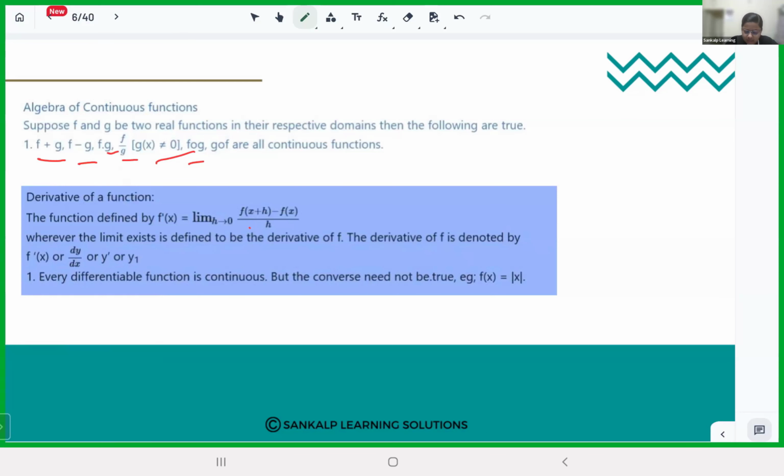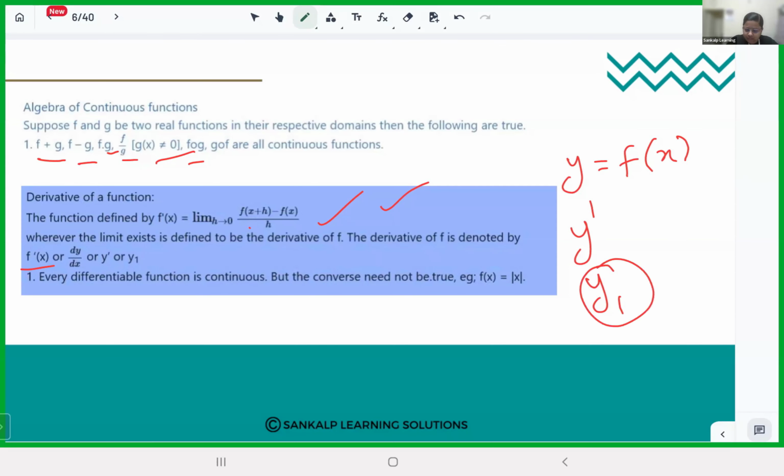Now, what do you mean by a derivative of a function? Derivative is defined by limit h tends to 0, f of x plus h minus f of x by h. What are its notations? It can be denoted as f dash of x or dy by dx. And if you are given some function like y equal to f of x, you can represent the derivative as y dash, or you can represent it as y1. If you are differentiating a function for the first time, it is y1.